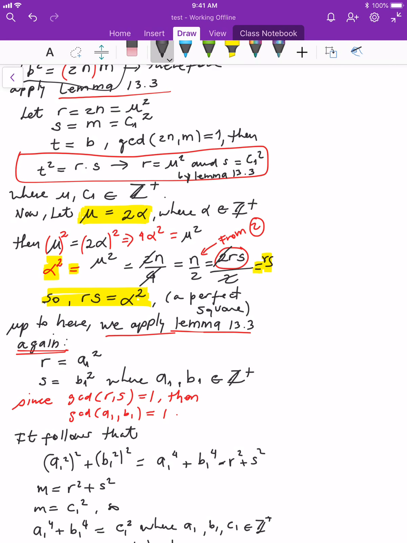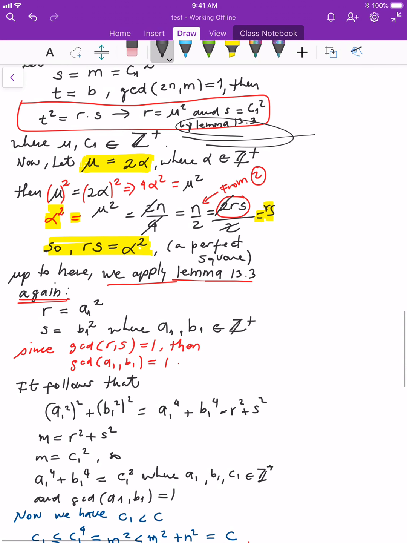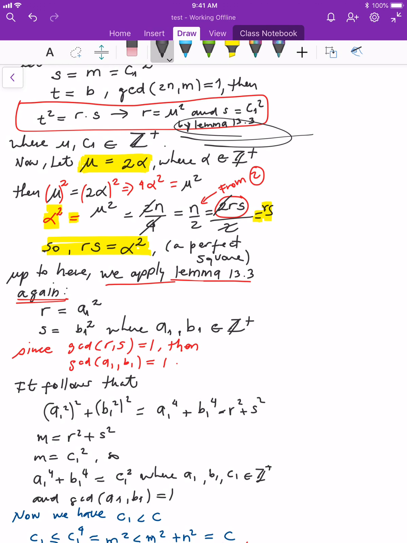Then the lemma says that if r times s is equal to t squared, then r is equal to a perfect square of a number, let's call it u, and s is equal to a perfect square of another number, let's call it z1. That is by lemma 13.3, where of course u and z1 belong to the set of positive integers.